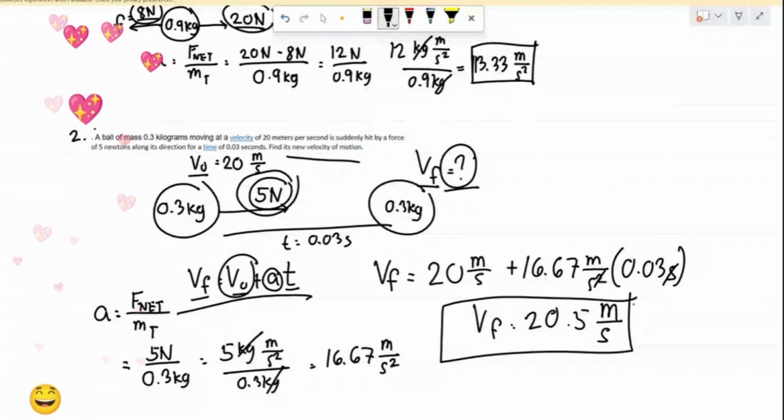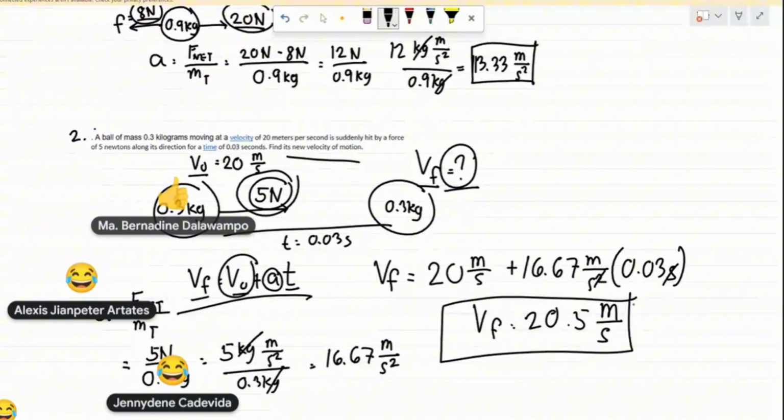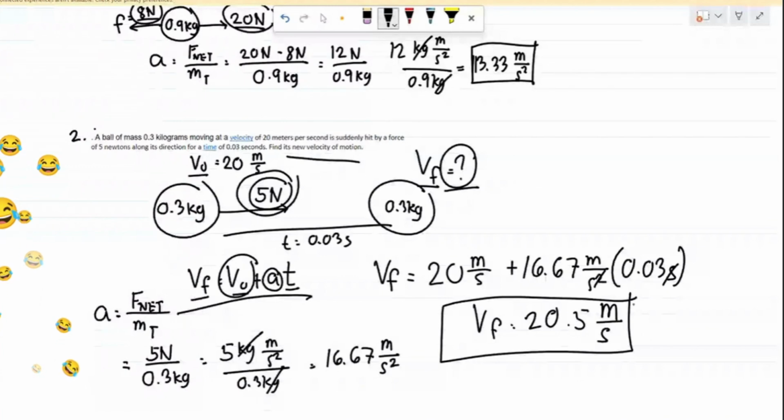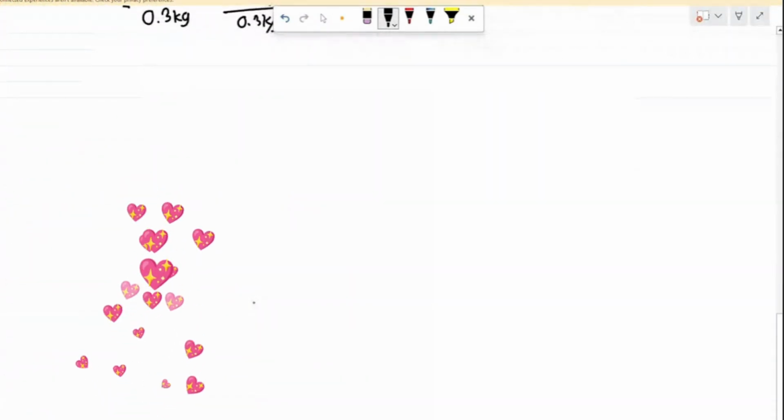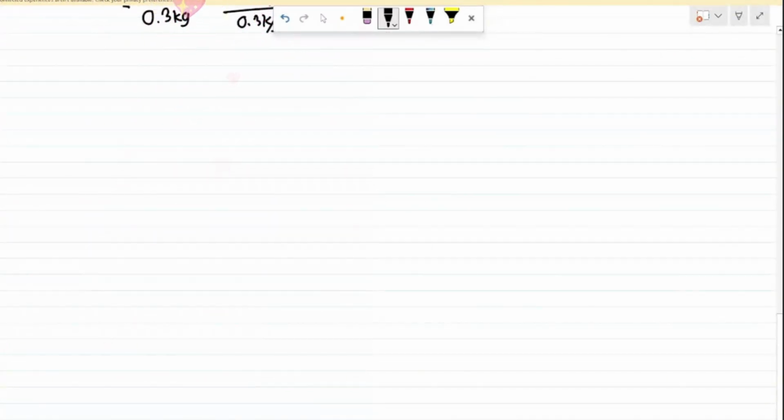Okay, sige po. So hanggat wala pong nagre-raise ng concern, so I think wala tayong concern. Sige po. Okay, so let us proceed with question number 3.